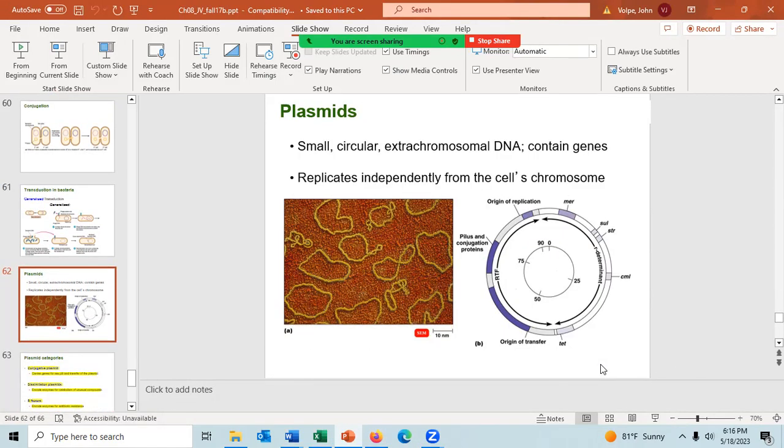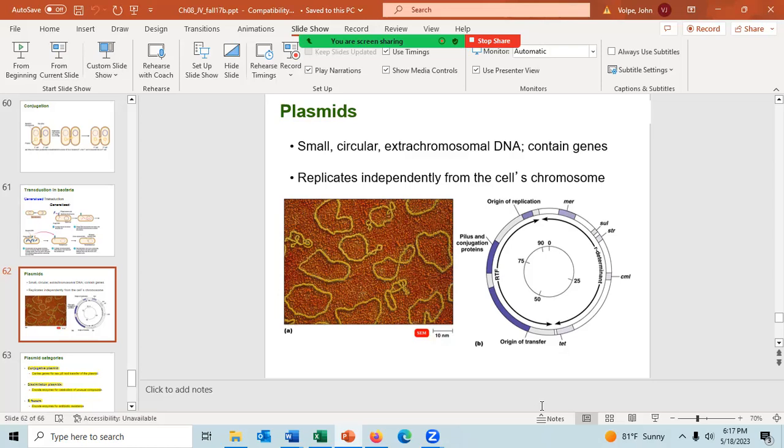All right, I did briefly mention plasmids. You should know a plasmid is a small circular piece of DNA outside the chromosome, meaning it's extrachromosomal DNA. It can contain genes. Here's a plasmid, but it only has a few genes on it, maybe 3, 4, 5 genes. The point is there's only a few genes on a plasmid, and that differs from a chromosome, where we have many, many genes.